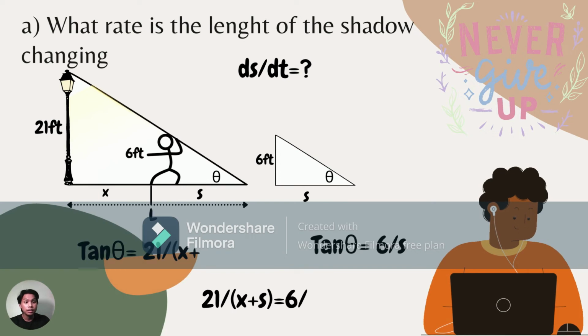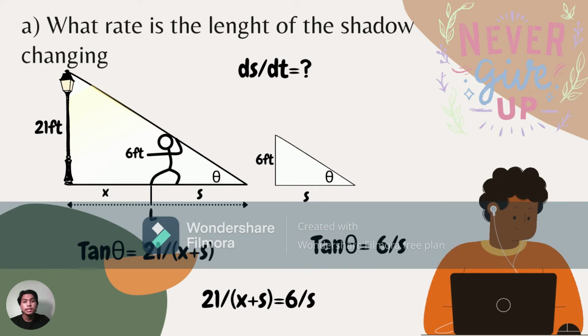Okay, so the question asks at what rate is the length of the shadow changing when he is 8 feet from the light? As we can see, there are two triangles shown. The large one represents the height of the street light, which is 21 feet.